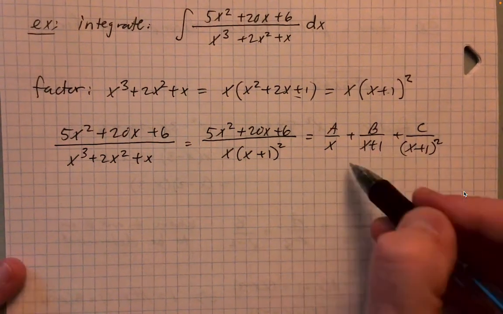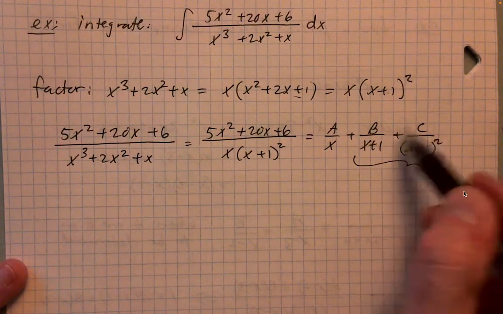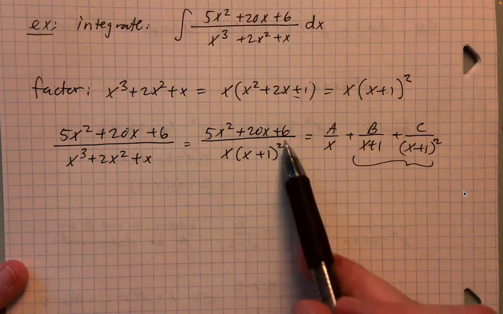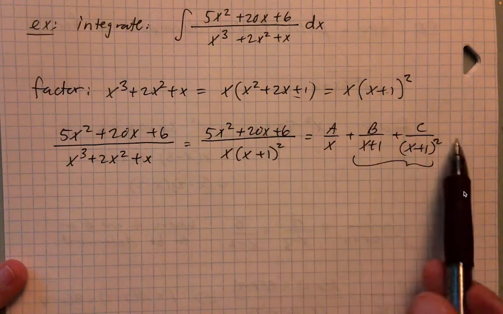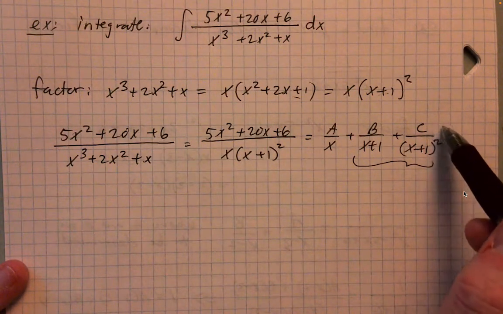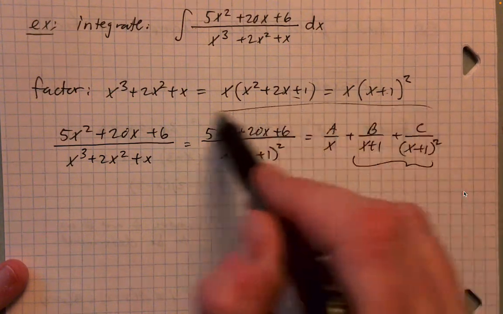Remember, you have to set this up, and there's going to be as many terms in this piece of the sum as there is an exponent on the repeated linear factor. Okay. All right. So what's really important here is just kind of this part here.